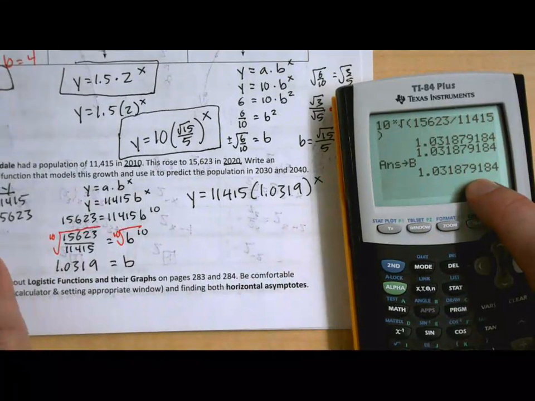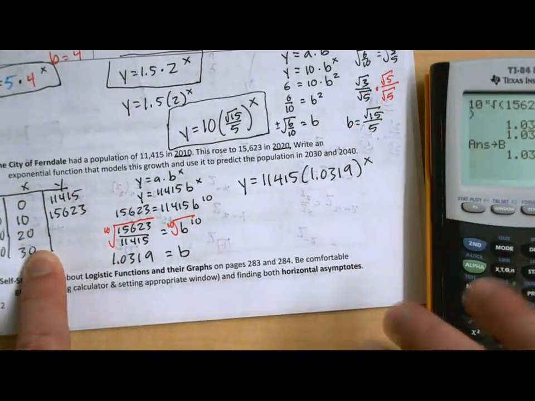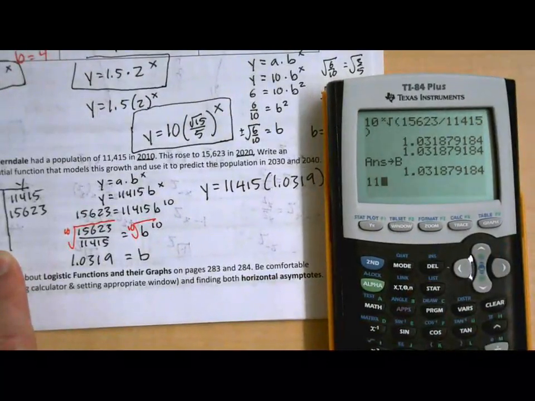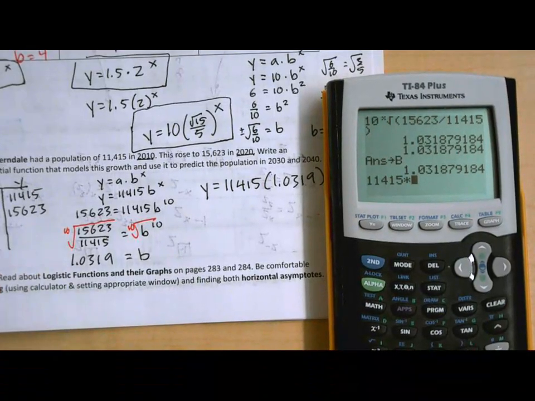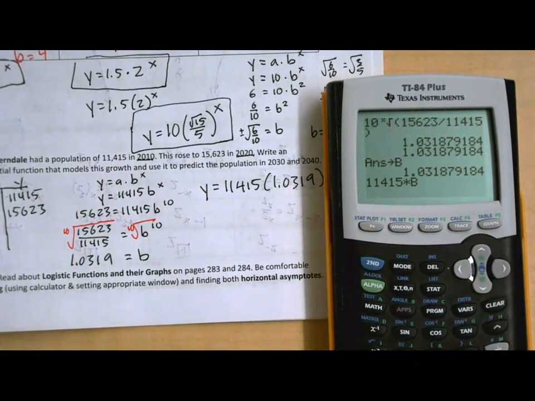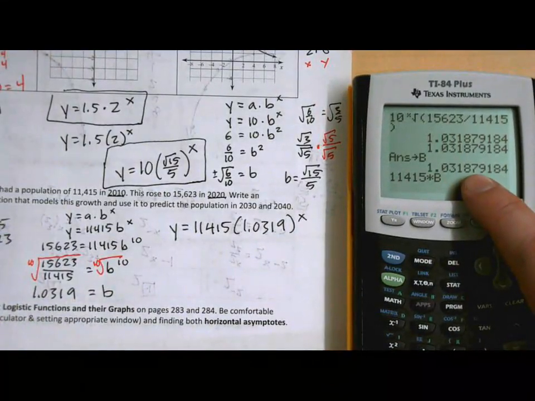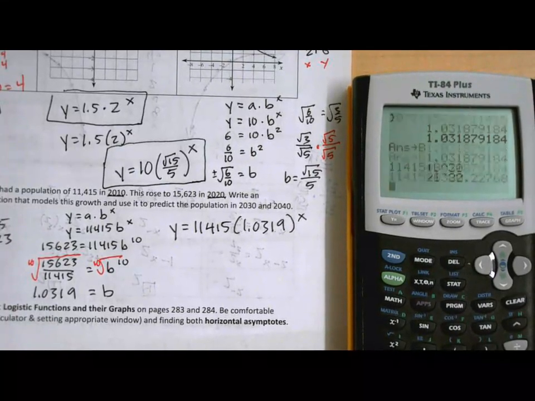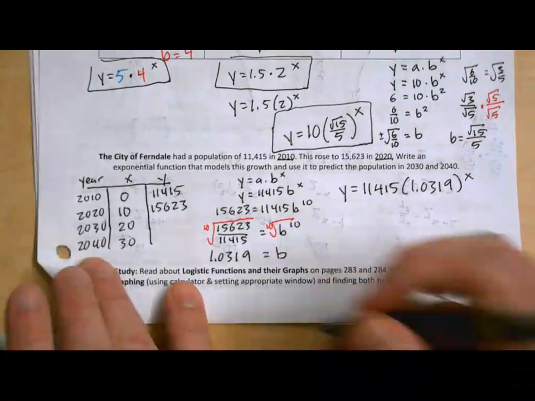So to find year 20 over here, I need to stick 20 into this function. So I'm going to type in my calculator 11,415. Instead of typing in 1.0319, I'm just going to type in b, because my calculator currently has a value for b that's super precise, lots of decimal places. And then I'll put my exponent of 20 onto that. And that'll give me my population of about 21,382.